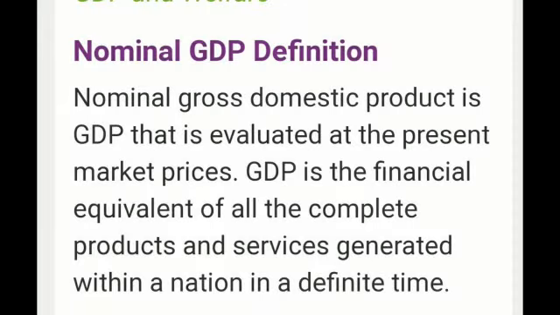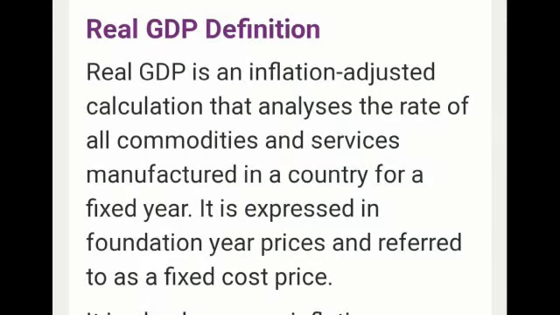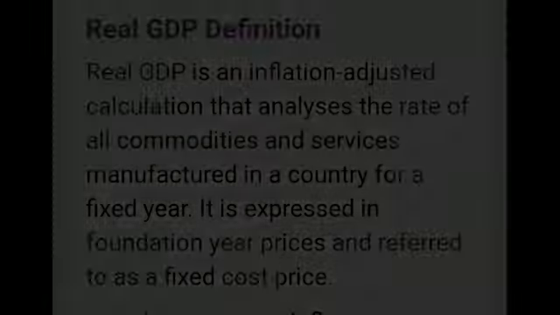But in real GDP, there will be a base year. On the basis of that base year price, GDP is calculated, that is real GDP. So in nominal GDP, the variables are measured in current dollars, but while calculating real GDP, they take a base year price. So the GDP deflator shows the ratio between nominal GDP and real GDP.